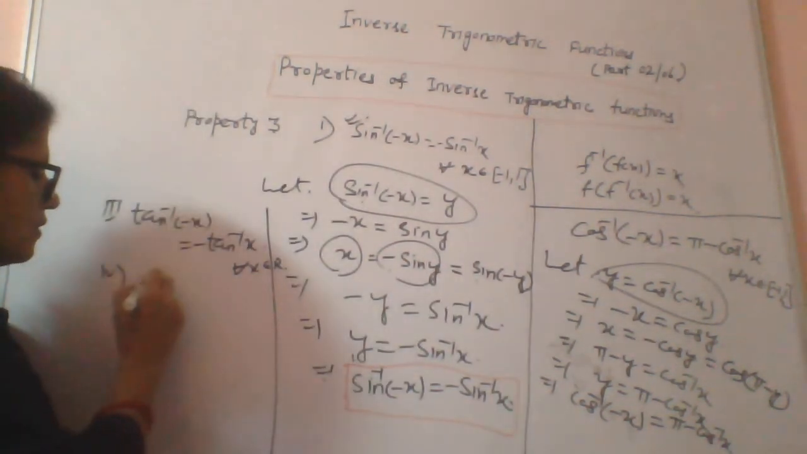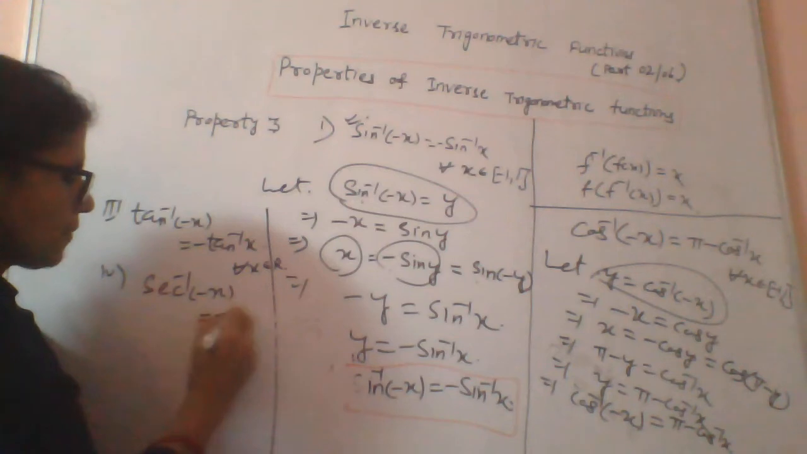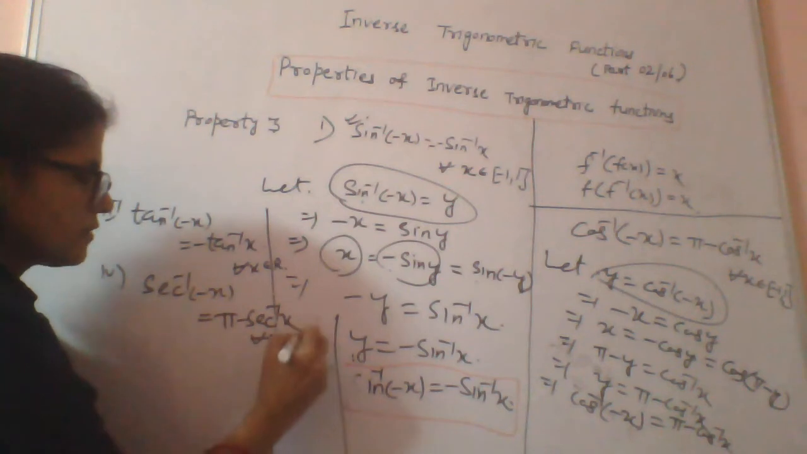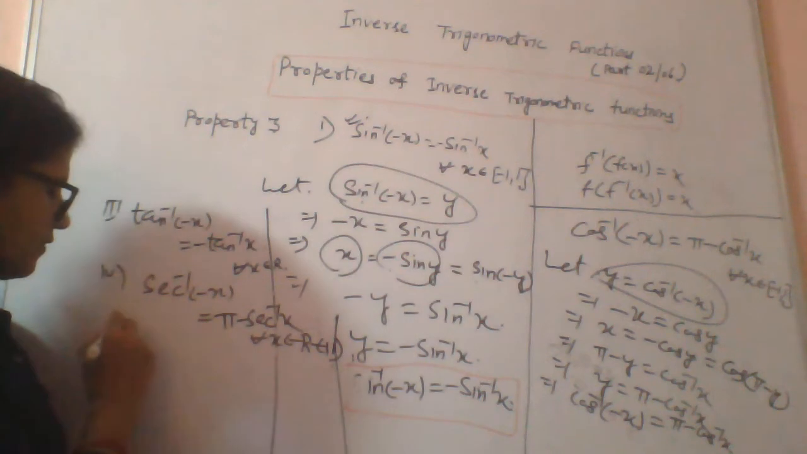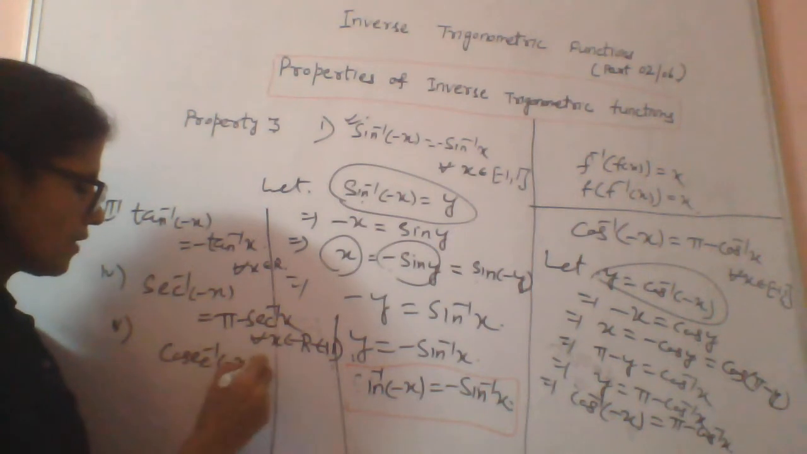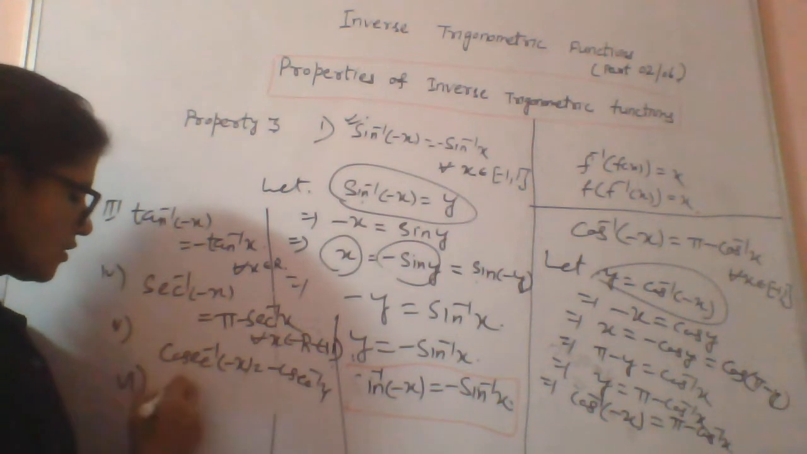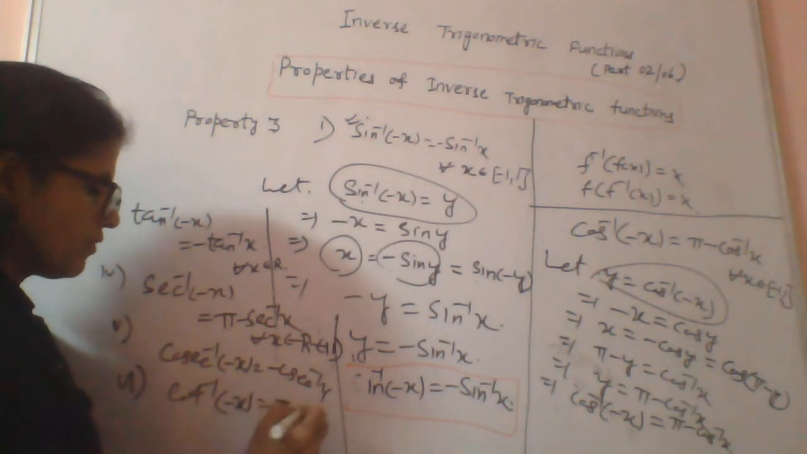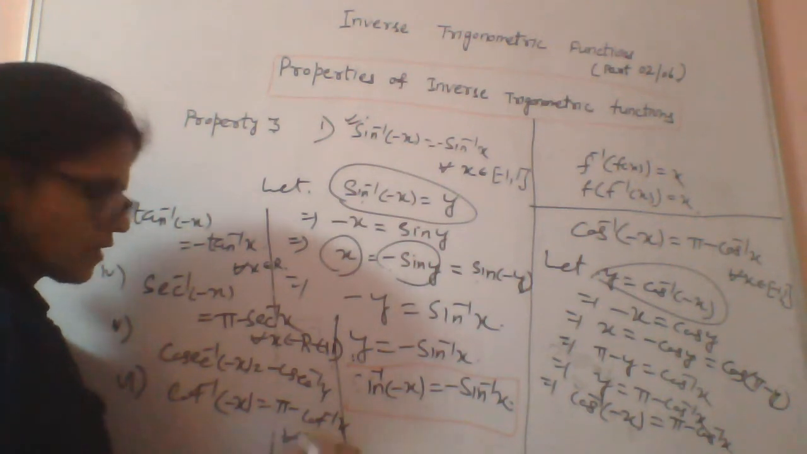Fourth one is sec inverse minus x is pi minus sec inverse x for all x belongs to the set of real numbers except the open interval minus 1, 1. Fifth part is cosec inverse minus x is minus cosec inverse x, and sixth part is cot inverse minus x is pi minus cot inverse x for all x belongs to the set of real numbers.